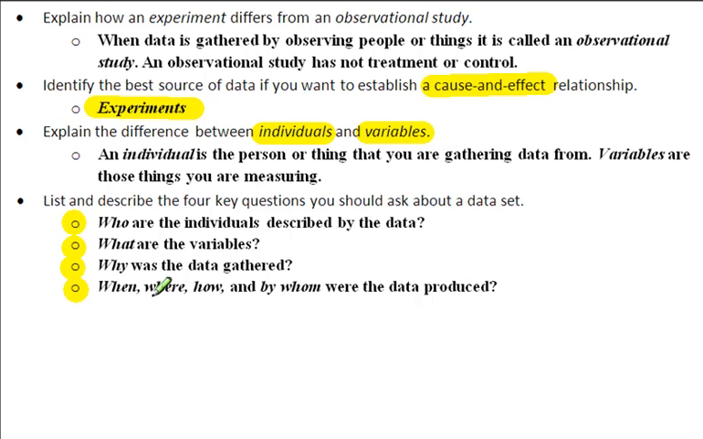Is this old data? Is this before 9/11? Is it before penicillin was invented? When did this happen? Where, how, and by whom? Because all this affects, when you make conclusions about a set of data, you can't really generalize it outside of the population that it was gathered from. So it's real important to know.